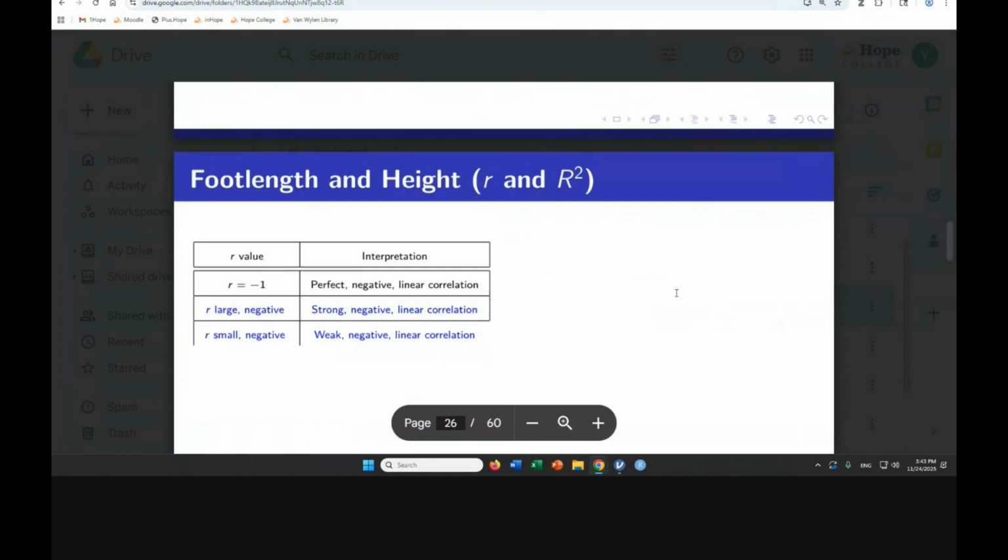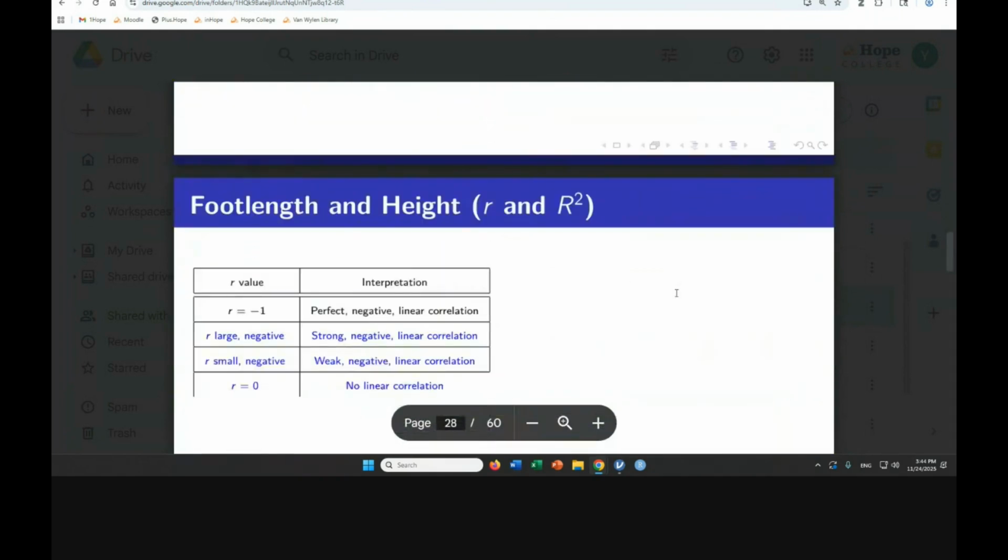Can anyone guess what I'm going to be writing in the next row? We've gone from minus 1 to minus 0.9 to minus 0.2, and this one's going to be 0. So can you write R equals 0 in the next row? If you get an R value of 0, almost right. What word's missing? Linear. All right. No linear correlation. You want to make me happy? Say linear, right?